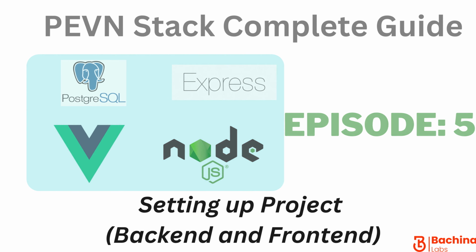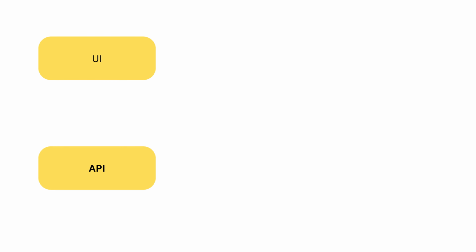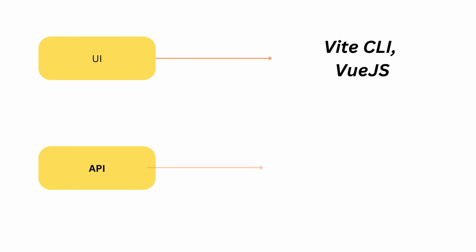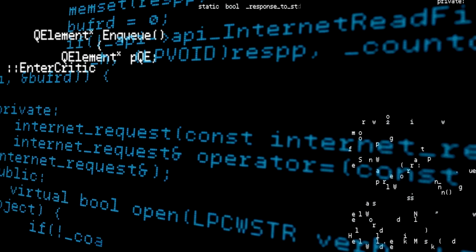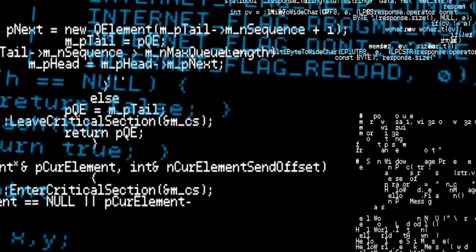So in this episode, we are going to get into the implementation part, where we are using Vite CLI to build the UI interfaces, and also we are using Node.js and Express.js to build the RESTful API. And let's get started. The first thing that we can do is to make a folder.